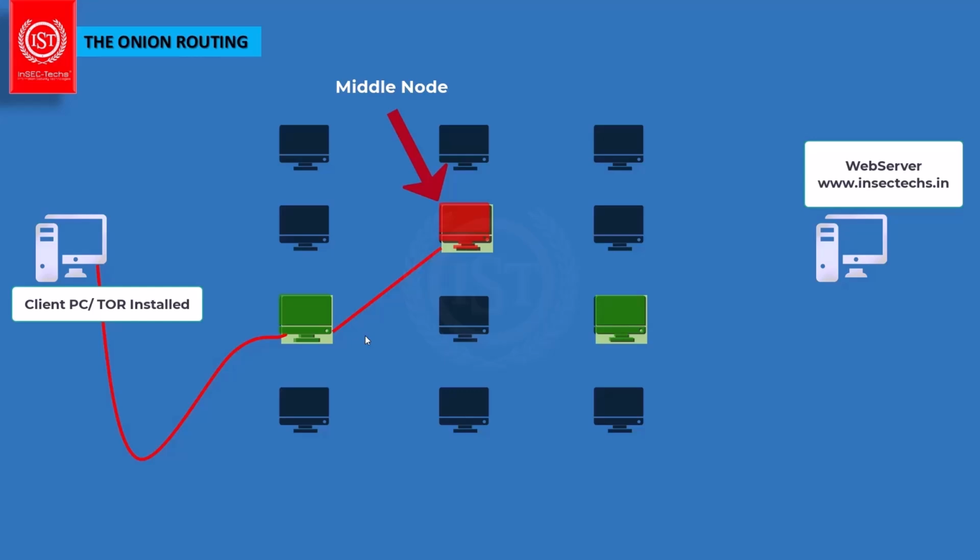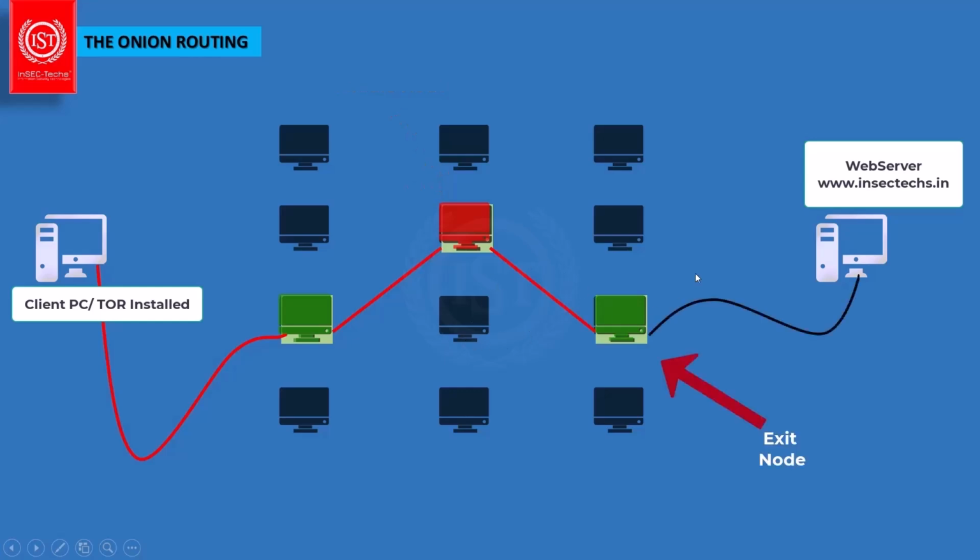Finally, when the web server receives a request from one of the TOR nodes, that final system is called the exit node, and the path from your system to the web server, including the nodes, is called a TOR circuit.